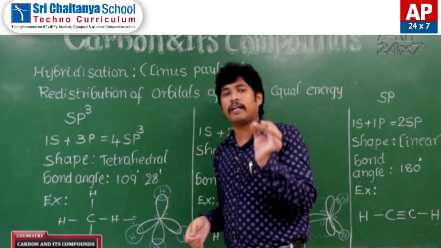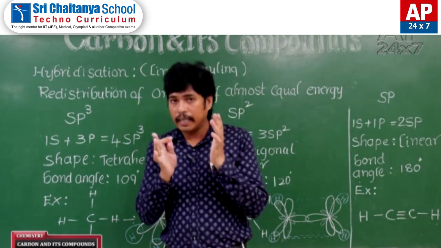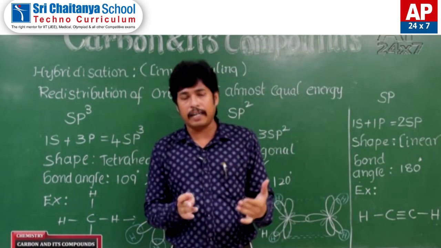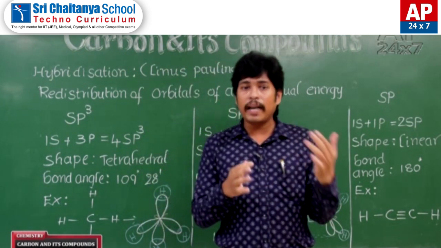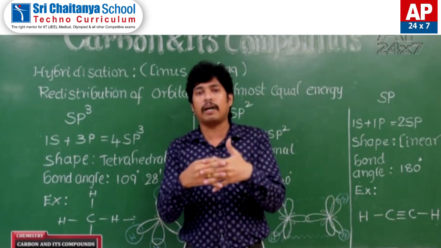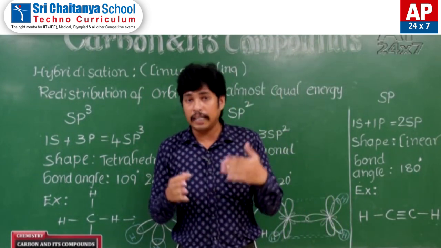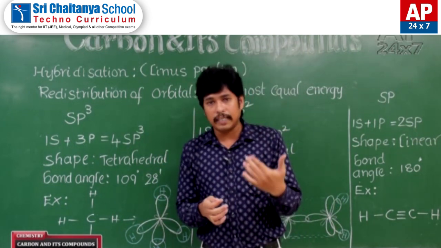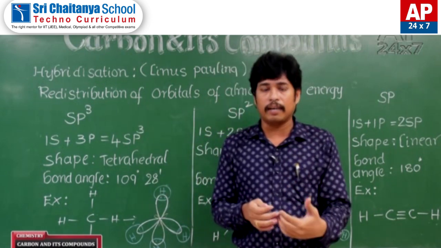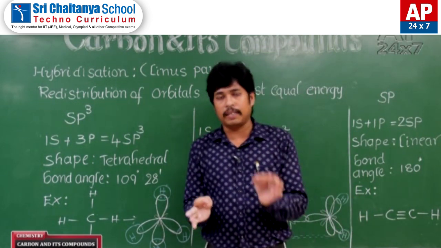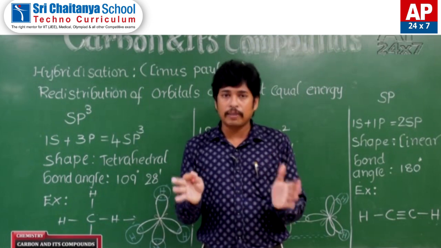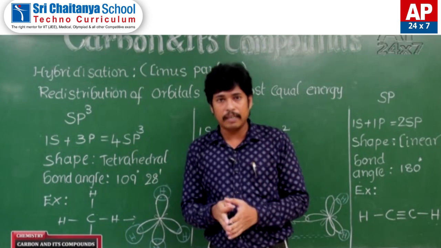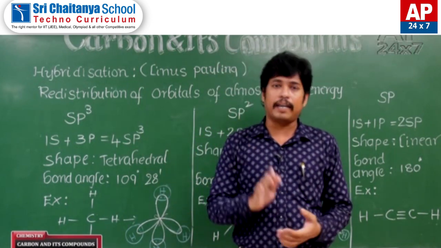So, students, here you should have clarity on the difference between overlapping and intermixing. As I said, as per valence bond theory, overlapping means partial merging of atomic orbitals, and it is a process that occurs between atoms. So simply I can say that overlapping is an interatomic process.